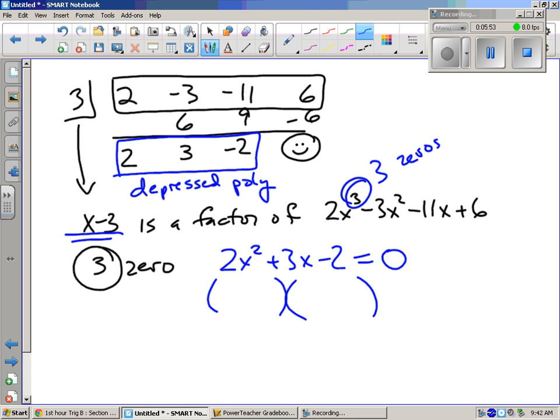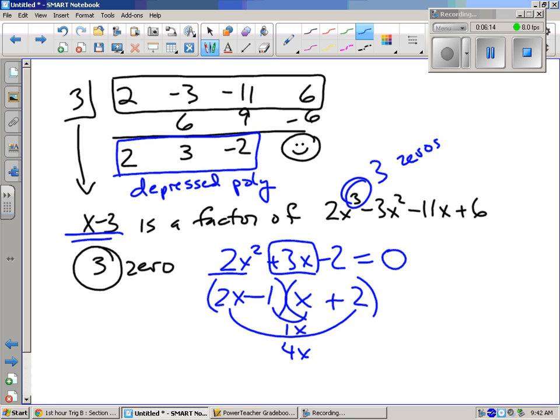All right, let's see what we can do. So I'm going to break this 2 into 2x and x. This 2, I'm going to just guess that it's 1 and 2. And let's see what happens. I get 4x and 1x. If I make the 4 positive and the 1 negative, I will get this positive 3. So positive 4 and a negative 1 gives you the 3. And then double check. Negative 1 times 2, is that negative 2? Yep, it all works.